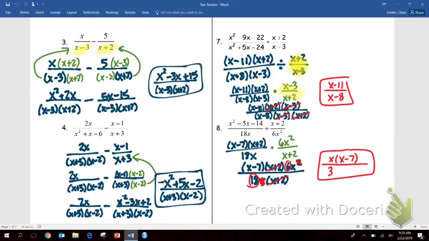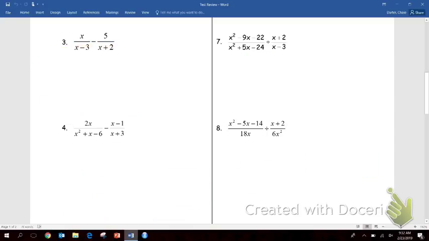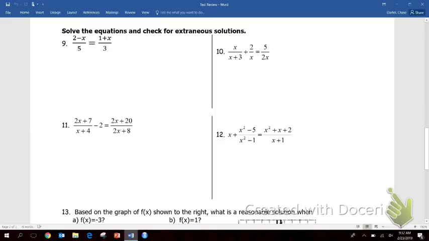So, multiplying and dividing, factor out everything, and then see what simplifies. But when you're dividing, you need to flip the second fraction before you multiply. Alright, so after these 4 solving ones, we'll be done with the bulk of it.